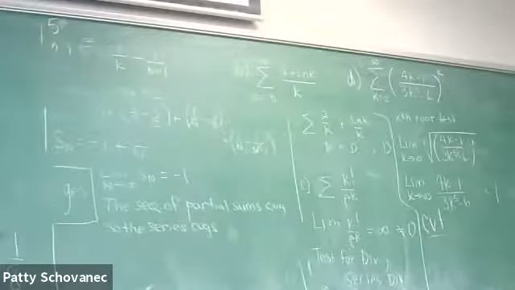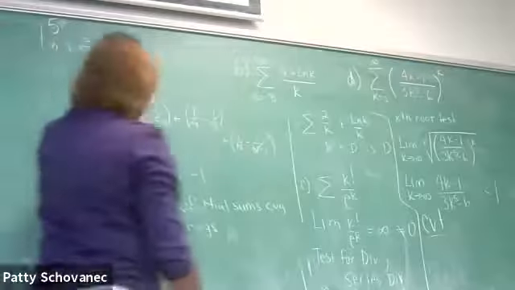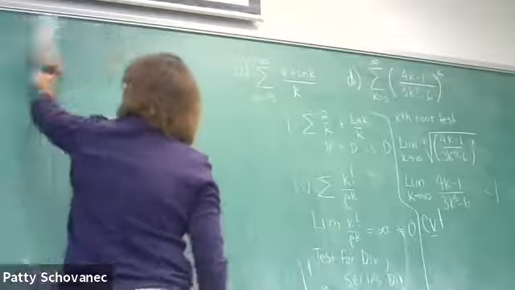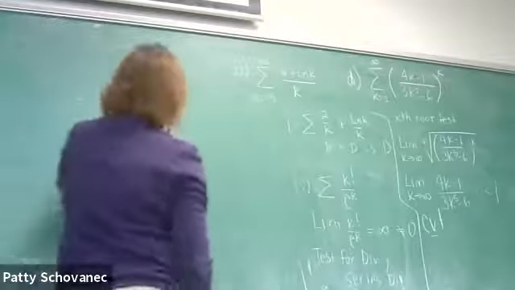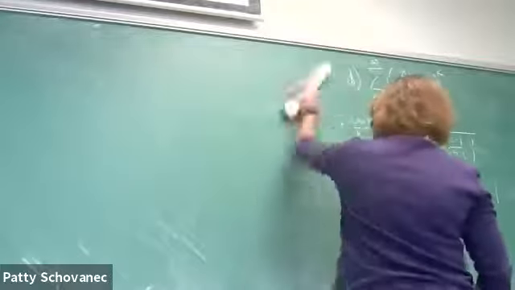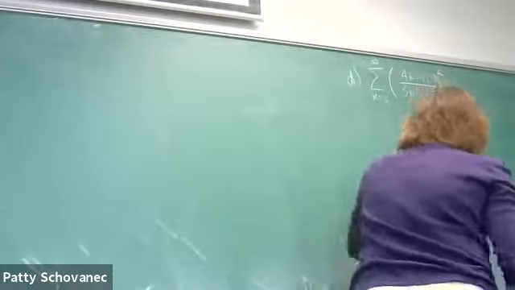It's absolutely convergent if it converges with absolute value, or with the general ratio test. If it doesn't converge with absolute value, but converges with the alternating series test, then it converges conditionally.